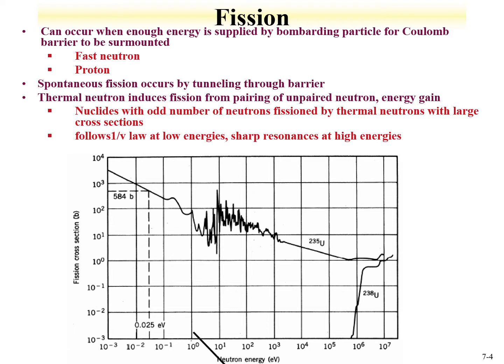So nuclides with an odd number of neutrons can be fissioned by thermal neutrons with large cross sections, as is shown here for uranium-235, where we see the fission cross-section high at low energies. And this follows a 1 over v law for low energies. And these sharp resonances that we see in the middle, between 1 times 10 to the first and 1 times 10 to the second eV, those are called resonance energies. Those are the high resonance peaks for, in this case, the fission of uranium-235.